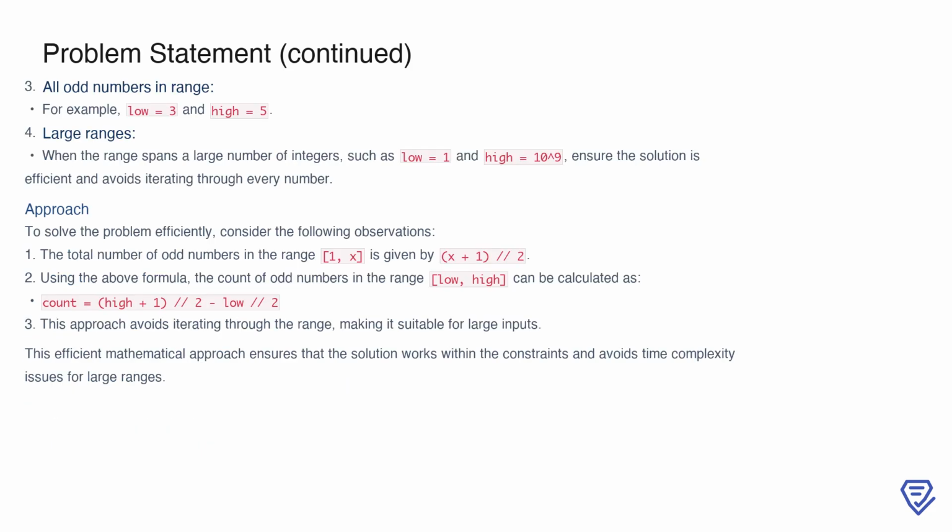To solve this problem efficiently, we can use a mathematical approach. First, observe that the total count of odd numbers from 1 to any number x can be calculated as (x + 1) / 2, rounded down. Using this, the count of odd numbers in the range from low to high is simply the difference between the odd counts from 1 to high and from 1 to low - 1. This formula, expressed as (high + 1) / 2 - low / 2, allows us to compute the result directly without iterating through the range. By leveraging this formula, we ensure the solution is fast and works well even for very large ranges.